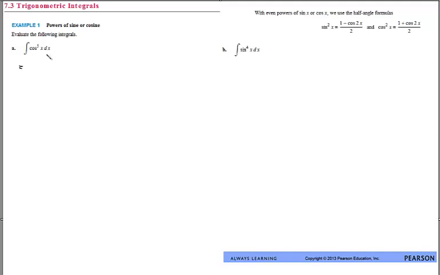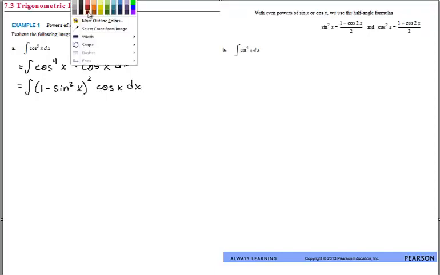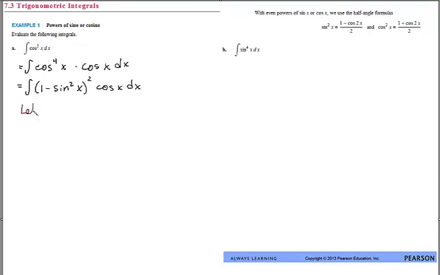I don't have a way to do substitution here, but I'm going to rig it. I'm going to write this as cosine to the fourth power x times cosine x dx. This way I can rewrite cosine to the fourth in terms of a sine using that identity, the unit identity, cosine squared x plus sine squared x equals 1. And with this I can now write that we're going to use substitution.